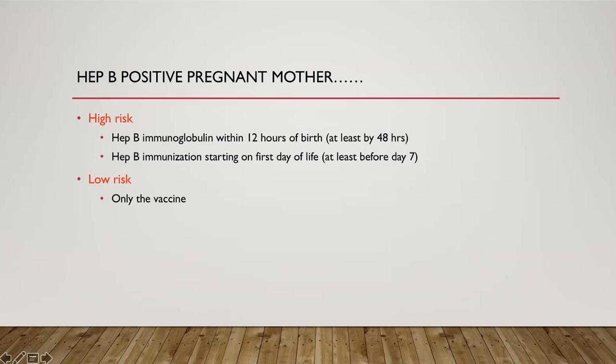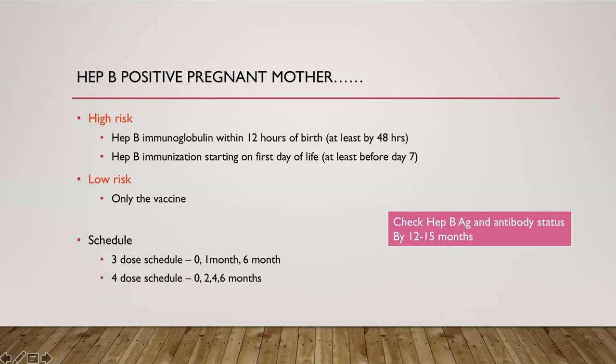For the low risk group, only the vaccine is needed. No need to give the immunoglobulin. So what's the schedule? In some countries, a 3-dose schedule is given for the vaccine. 0, that means at birth, 1 month, 6 months. But in some countries like Australia, they use a 4-dose schedule, 0, 2, 4, and 6 months.